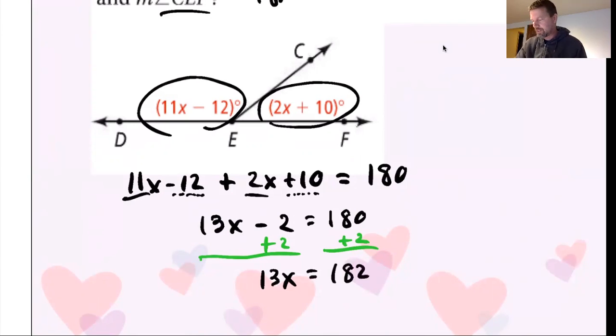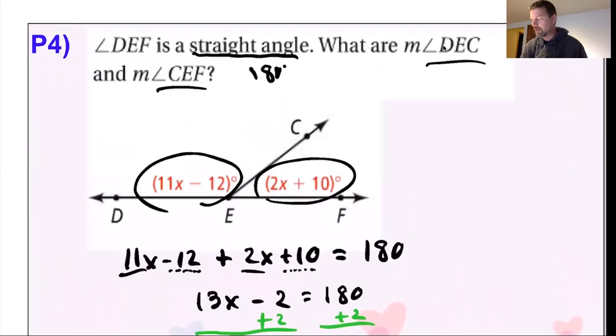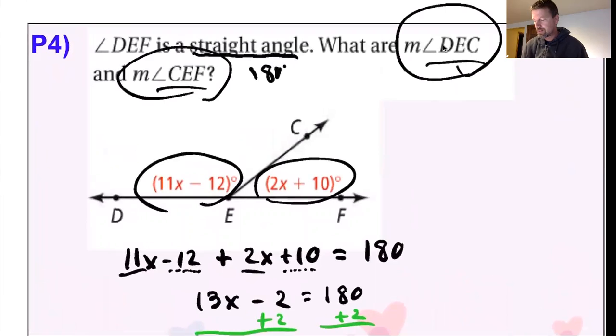And then to get rid of that 13, I'm going to have to divide by 13. I'm going to use a calculator for that one. 182 divided by 13 on my calculator. Oh, that says it's 14. It's a better number than I was afraid it would be. X is equal to 14. Excellent. You might have caught on. I didn't answer the question yet. I found X, but it wanted these angle measures.